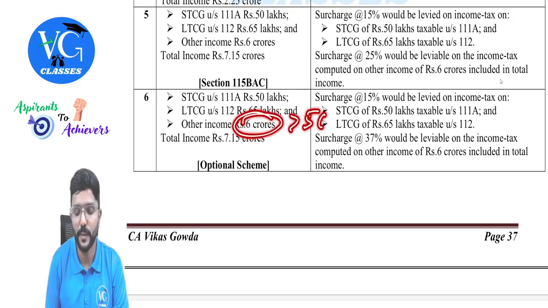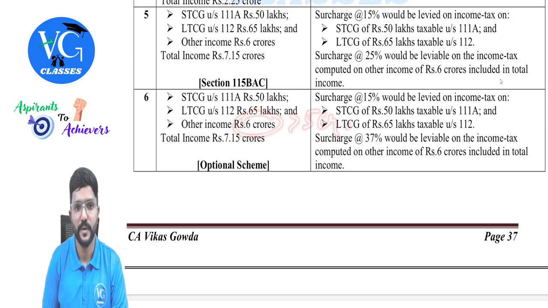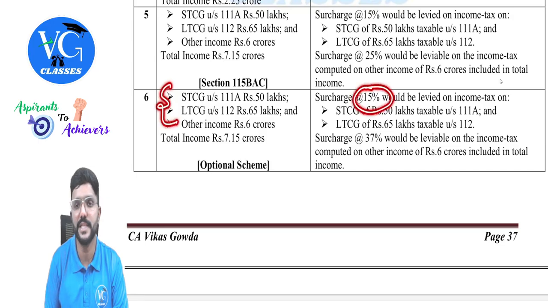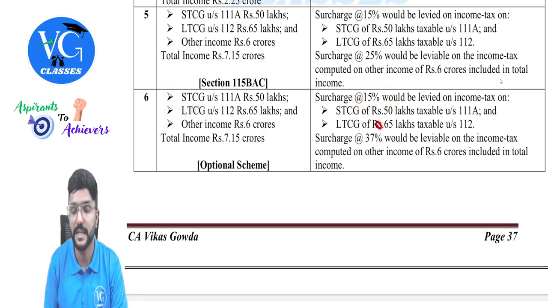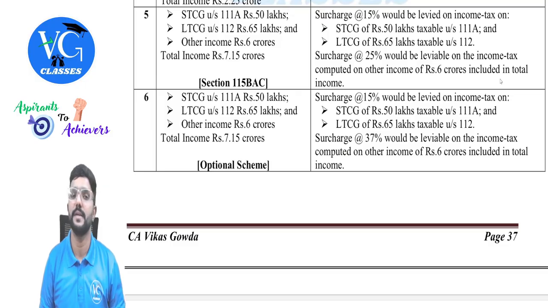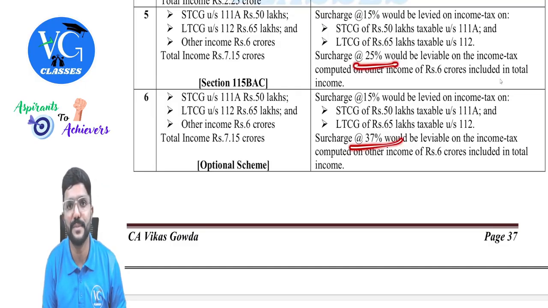It is more than 5 crore. So first calculate tax on special income. On that, surcharge rate is 15%. Then calculate tax on the remaining income. On that, surcharge rate is 37%, guys. So this is the difference. Please be careful. Got it?